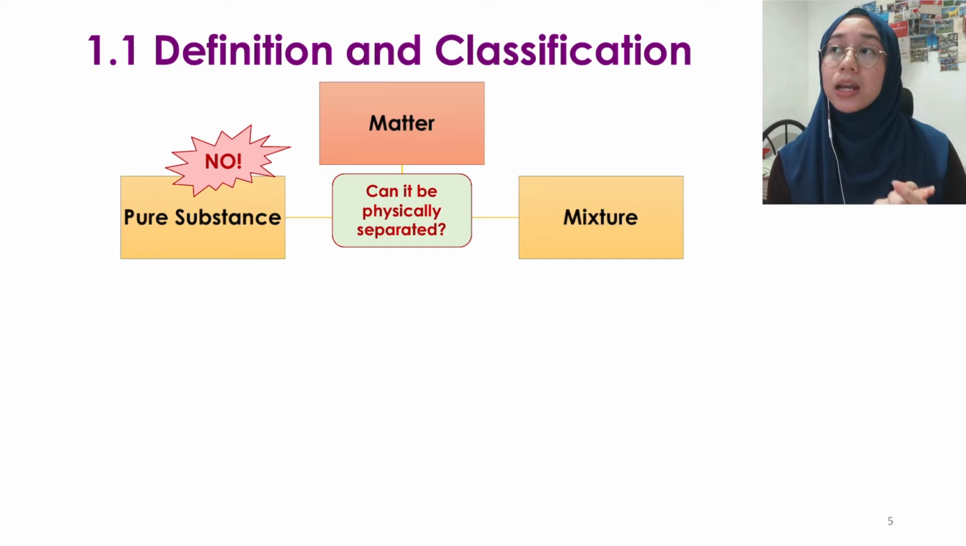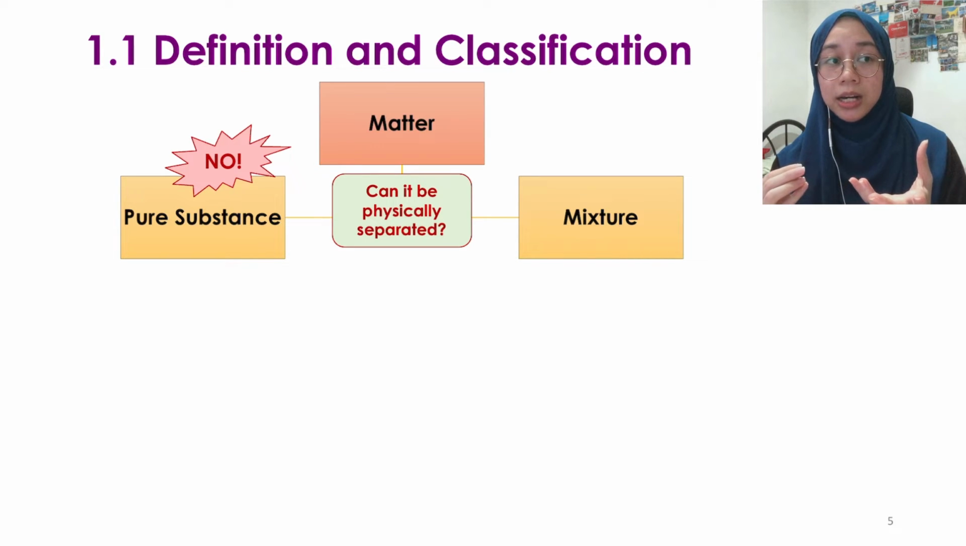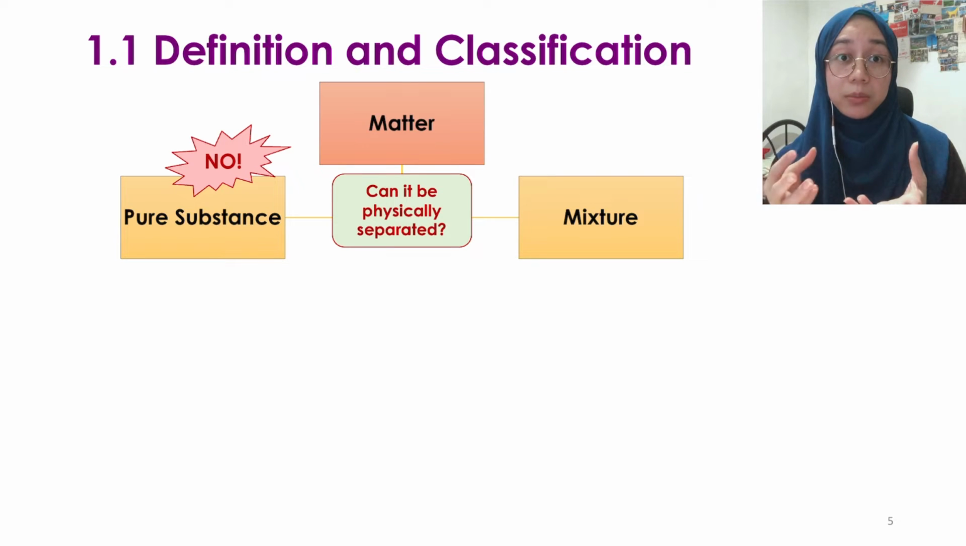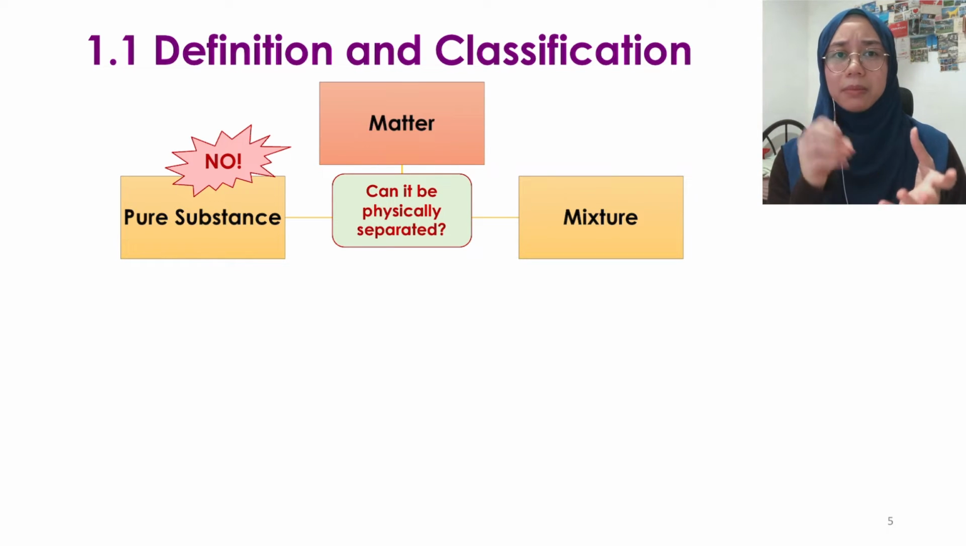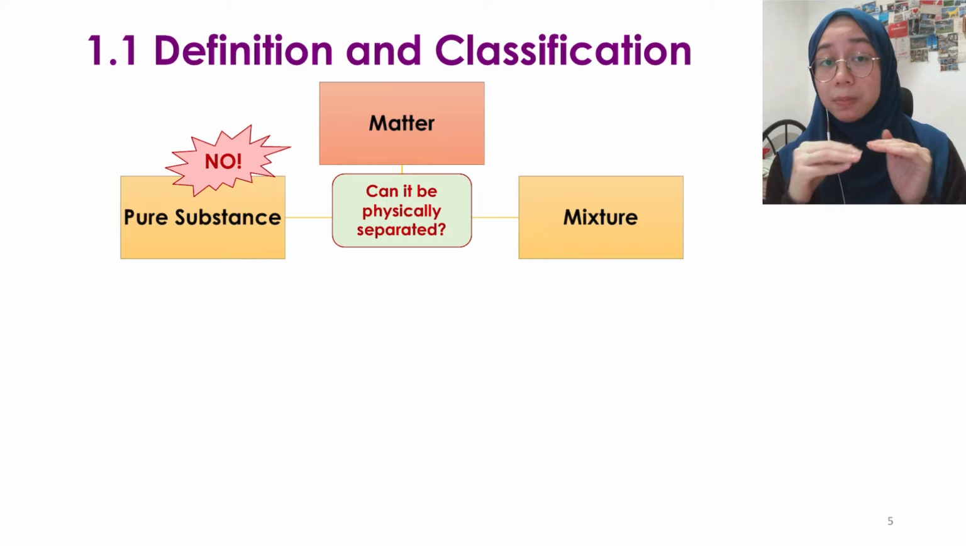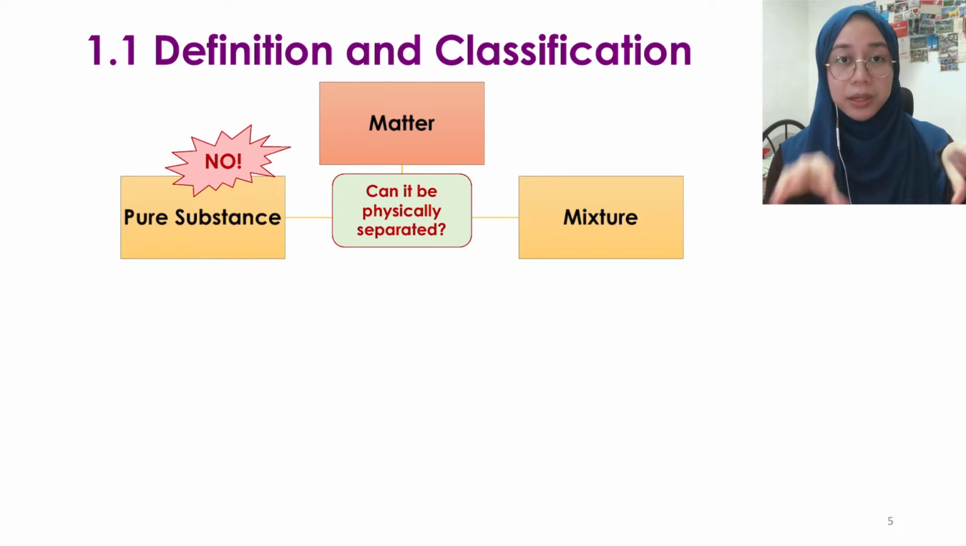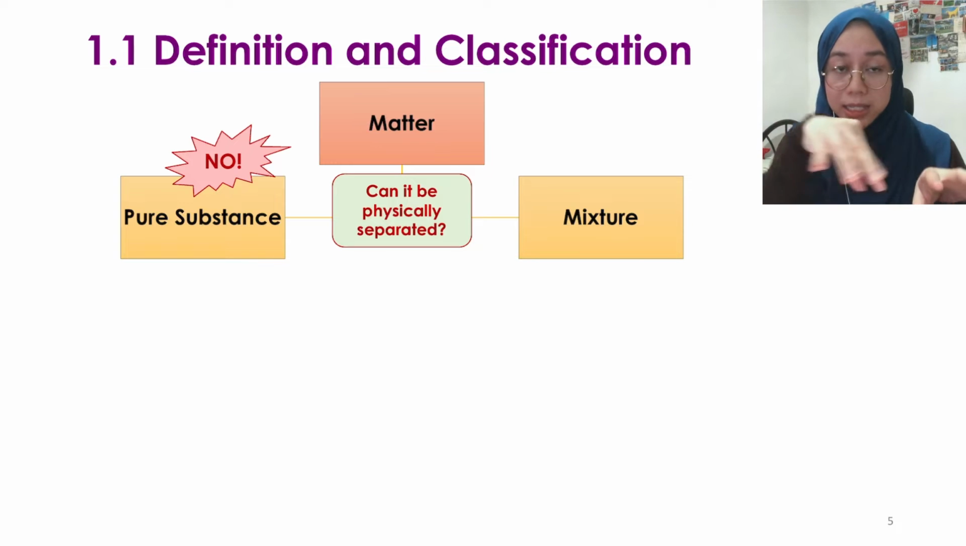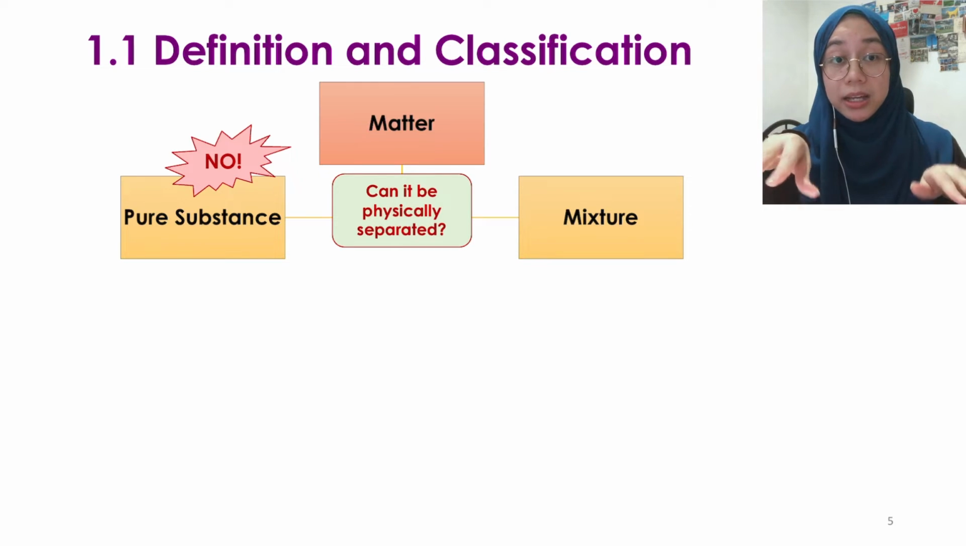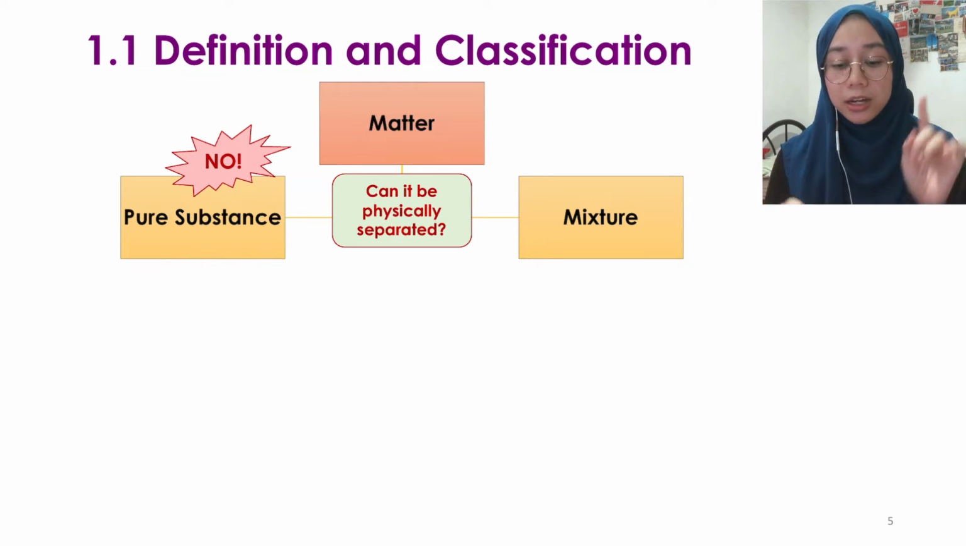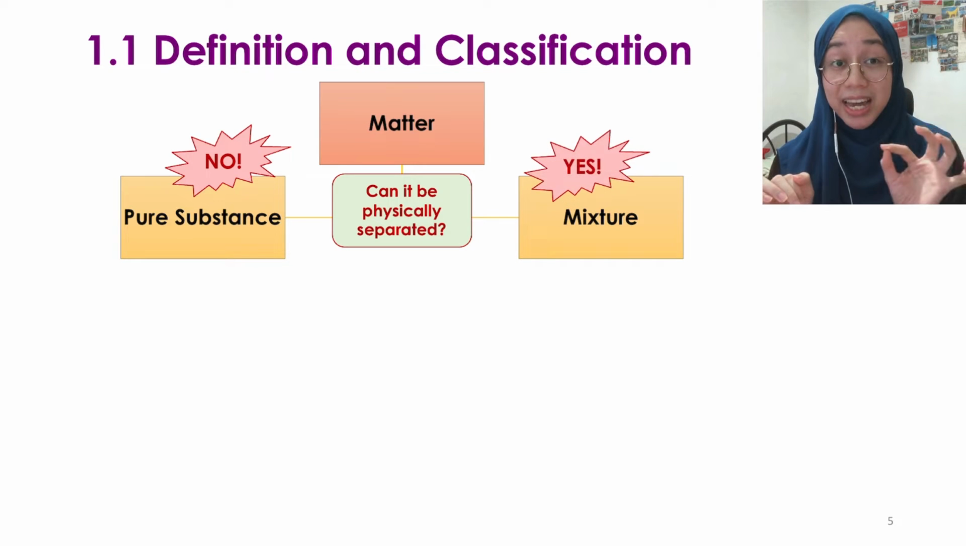Okay, but then if kita ada beras and then kita letak ada kacang hitam dalam tu, kacang merah. Okay, kacang merah, kacang hitam, beras. Okay, so can we separate them physically? Yes, boleh. Kita boleh asingkan beras tu asing ke tepi, kacang hitam tu asing ke tepi, kacang merah tu boleh asing ke tepi. Okay, they can be separated physically. Therefore, if the answer is yes, so it is a mixture.